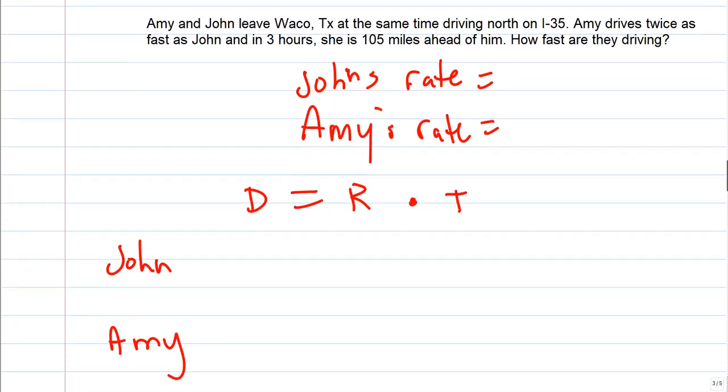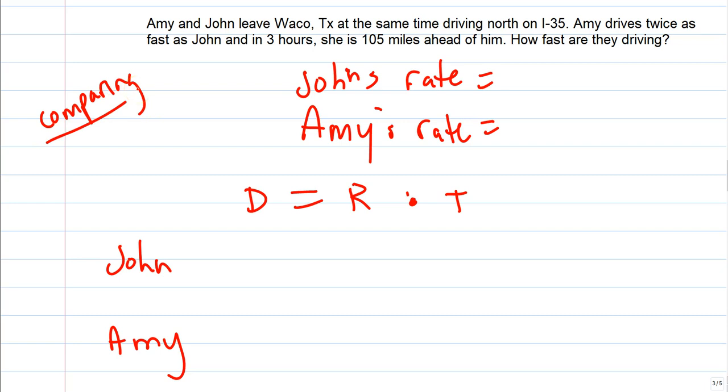How are we going to apply this? Well, here's a question about rates. Amy and John leave Waco, Texas, at the same time driving north on the I-35. Amy drives twice as fast as John, and in 3 hours, she is 105 miles ahead of him. How fast are they driving? Well, what is John's rate? Well, we don't know, right? I always like to say, find the comparing words.